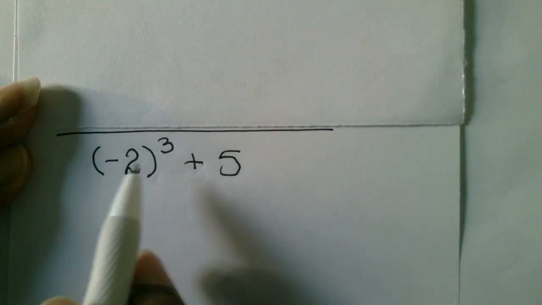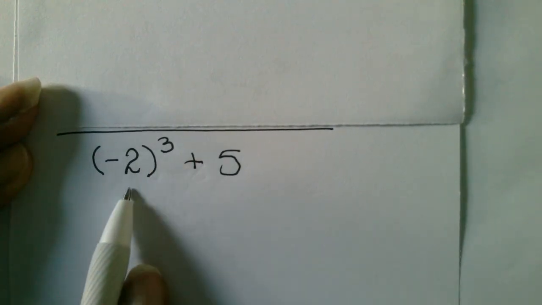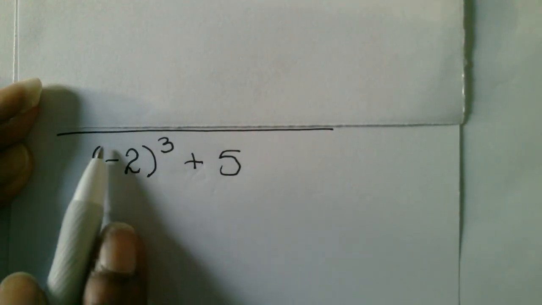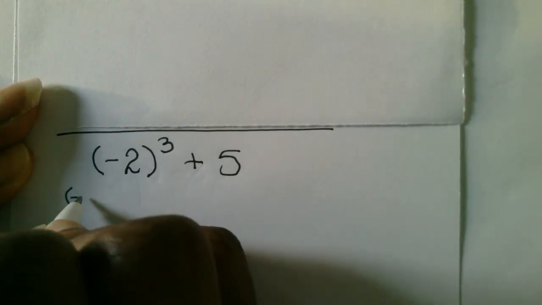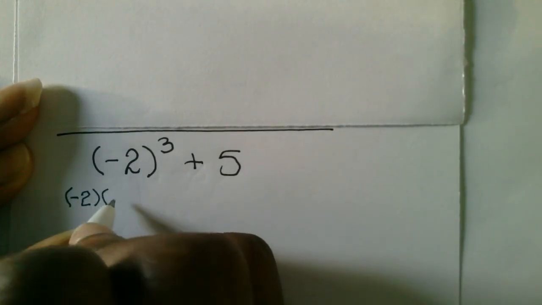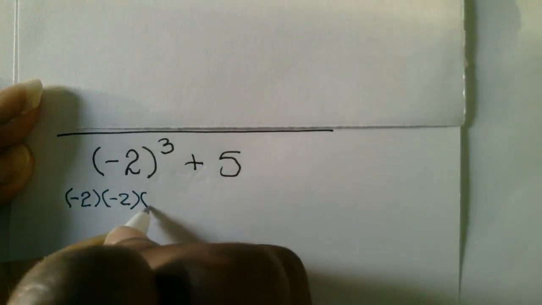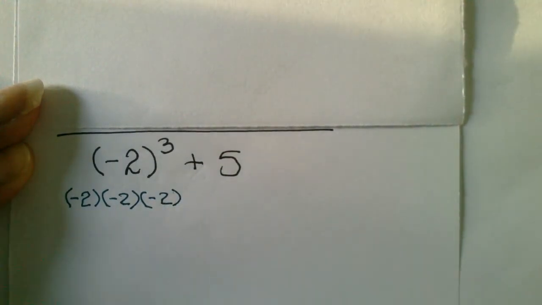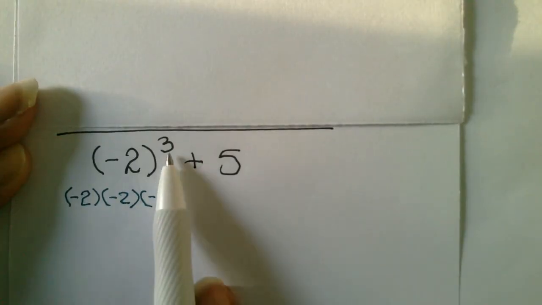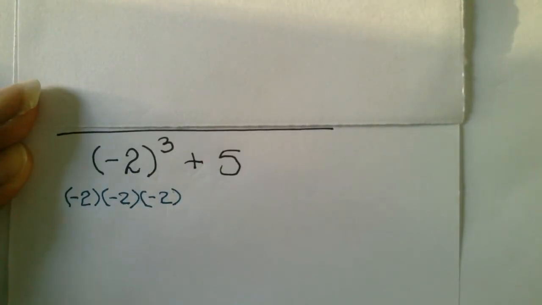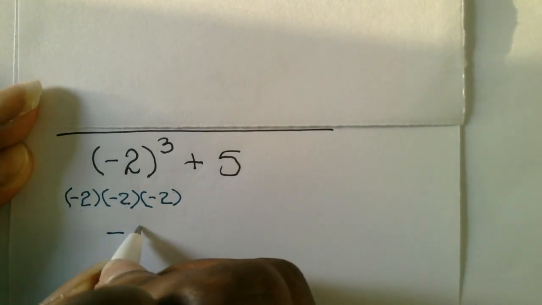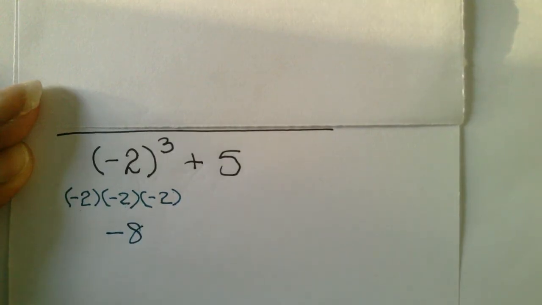So -2 cubed. Notice the -2 is inside of a parenthesis. So that means you are multiplying that -2 to itself 3 times. And when it's an odd exponent and the base is negative, your answer is going to be negative. And 2 times 2 gives me 4, times 2 gives me 8.